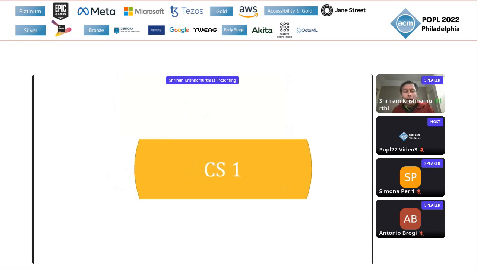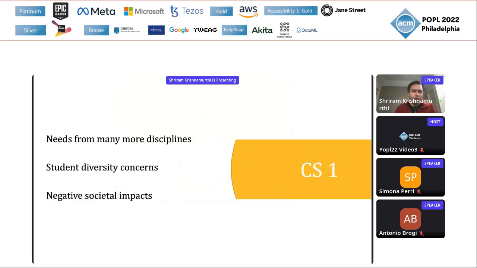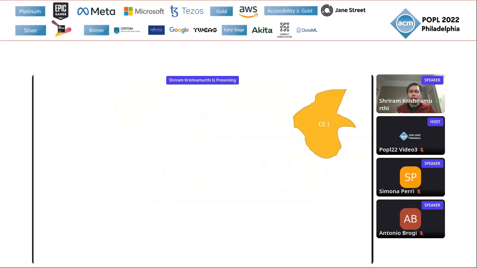And then there are many other pressures also whacking away at this thing. There are all sorts of other disciplinary needs. There are very real diversity concerns, very serious societal impact concerns, and so on. And so this nice, beautiful, all-encompassing, dominant CS1 is actually being chipped away and cracked and broken away by all sorts of forces, even if the people teaching this stuff don't entirely realize it.